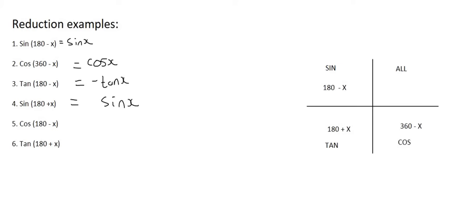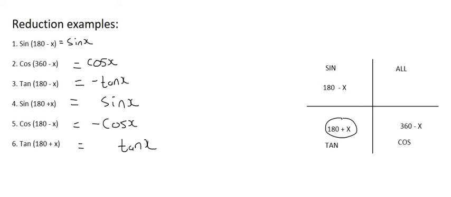Number 5 starts with cos of 180 minus x. So 180 minus x is on the CAST diagram, which is good. So that means the answer is cos x. And then just to double check if it's positive or negative, because sin is positive in that quadrant, cos is negative. And then the last question says tan of 180 plus x. So 180 plus x is on the diagram, so we can simply say tan x. And tan is also positive in that quadrant, and so the answer remains tan x.